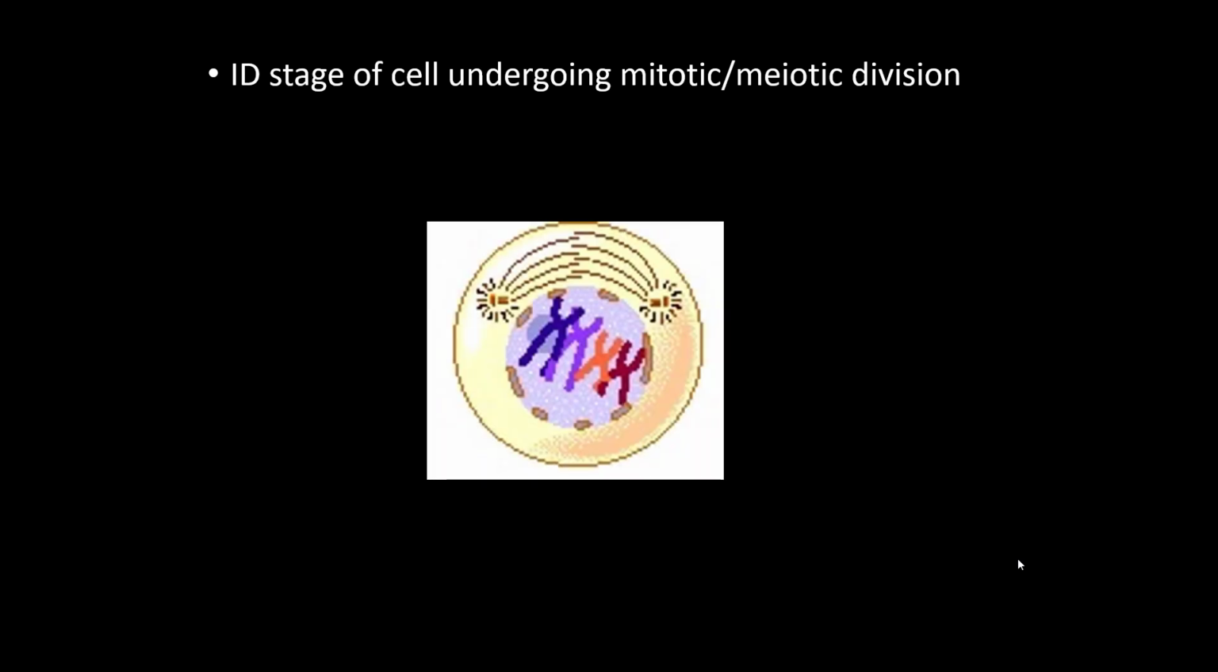Here we have the chromosomes lined up in the tetrads, but the actual nucleus is fragmenting. So this is prophase 1, so prophase of meiosis 1.